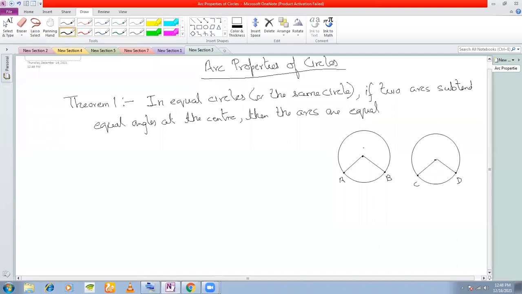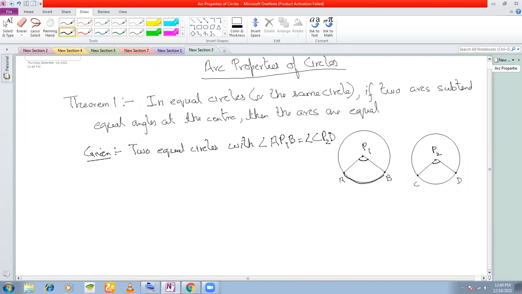Okay, let us call the center of this P1 and the center of this P2. So given to you here are two equal circles, and they subtend equal angles. That means this angle is equal to this angle. This is given to you: angle AP1B is equal to angle CP2D. These two angles are equal because that is the angle this arc subtends, right?